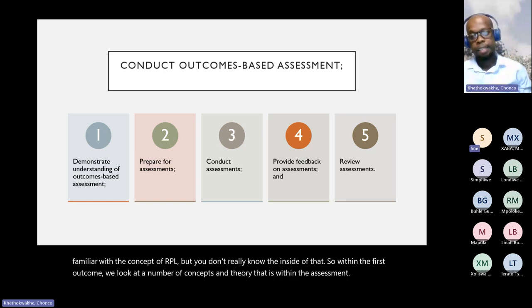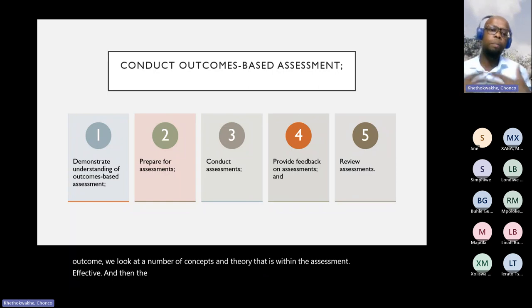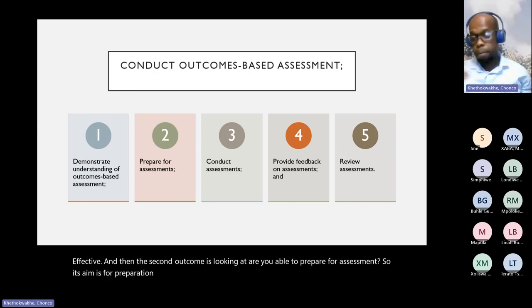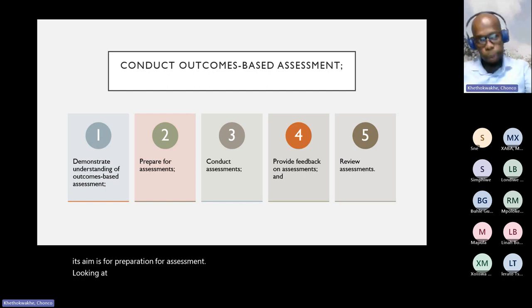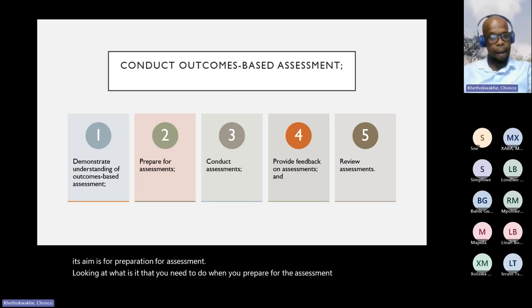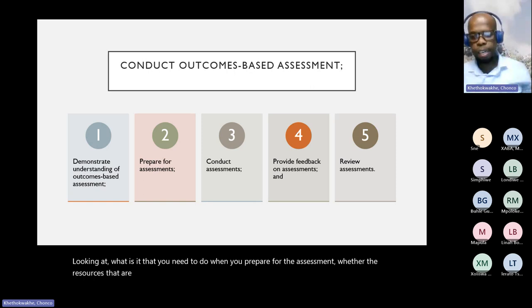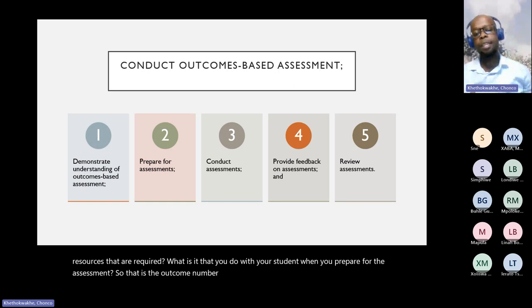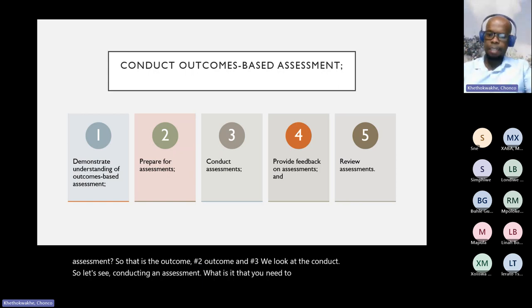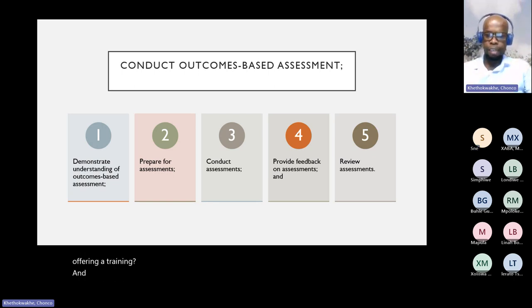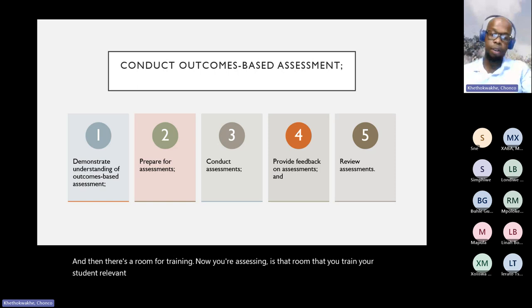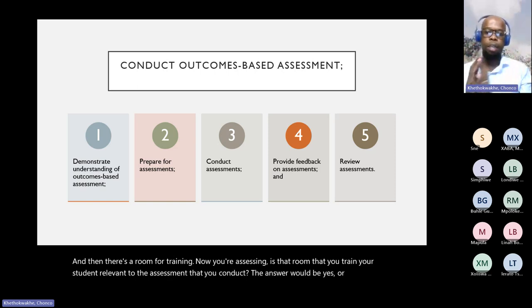The second outcome is looking at, are you able to prepare for assessment? Its aim is preparation for assessment. Start looking at what you need to do when you prepare for the assessment, what resources are required, and what you do with your students when you prepare. So that is outcome number two. Outcome number three, we look at the conduct. Let's say you're conducting an assessment. What do you need to take care of? You're offering a training, and there's a room for training. Now you are assessing: is the room that you train your students in relevant to the assessment that you'll conduct? The answer would be yes or no. So we look at the conduct of the assessment.